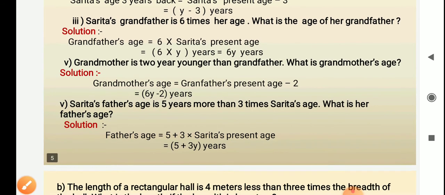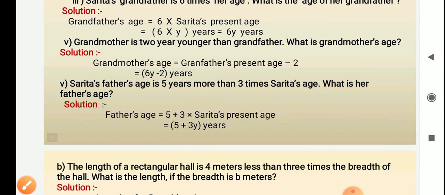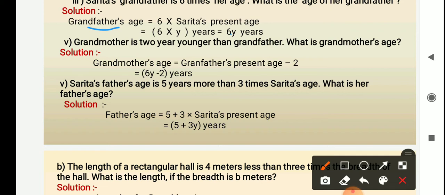Okay, now next question. Grandmother is 2 years younger than grandfather. What is grandmother's age? Just now we found grandfather's age, which is 6Y years. Now grandmother is 2 years younger than grandfather, so we have to subtract 2 from grandfather's present age. So grandmother's age is equal to grandfather's present age minus 2. Grandfather's present age we got now is 6Y, so from 6Y we subtract 2, we get 6Y minus 2, which is grandmother's age.